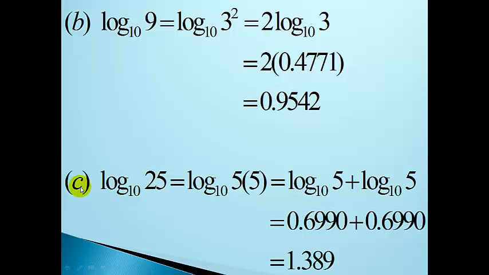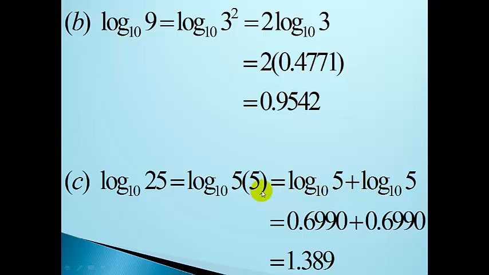Now let's look at C. Log 25 to the base 10 can be expressed as log 5 times 5 to the base 10. Now if you want to split it, the numbers are multiplying, and so you have to have addition between the two logs.